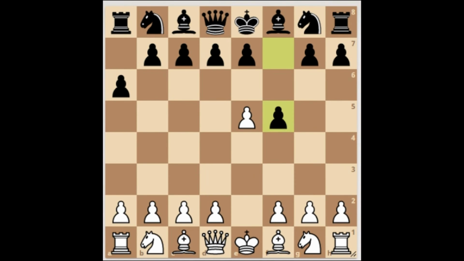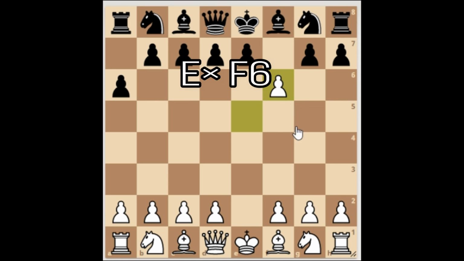Now to represent an en passant move, consider this example. Here, the E5 pawn will be placed on F6 square, and F5 pawn will be captured by an en passant move. We can write this as E cross F6.